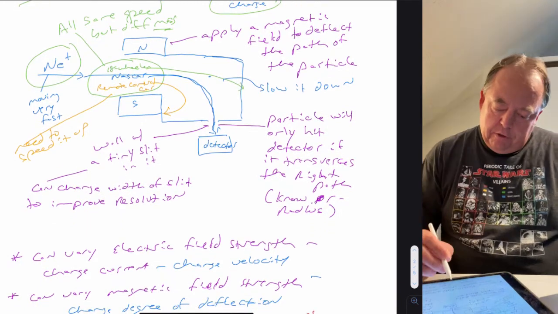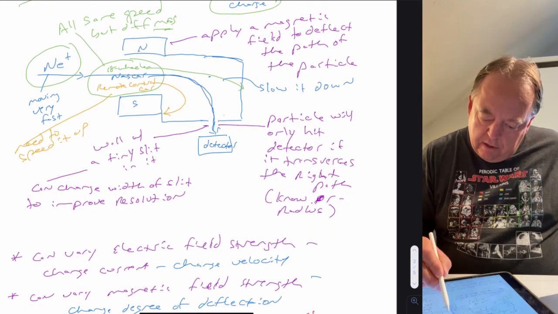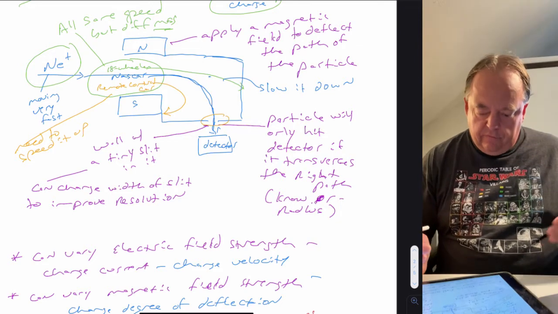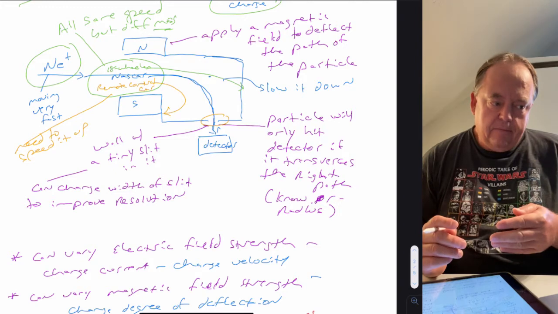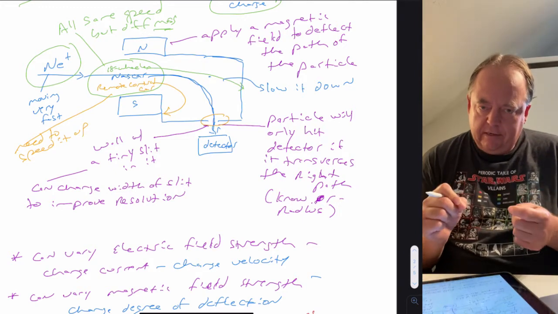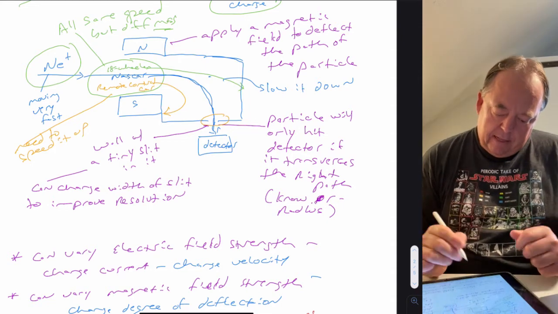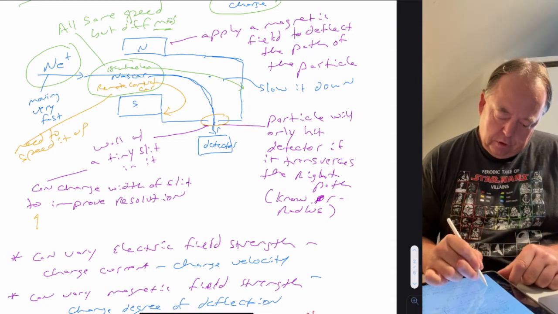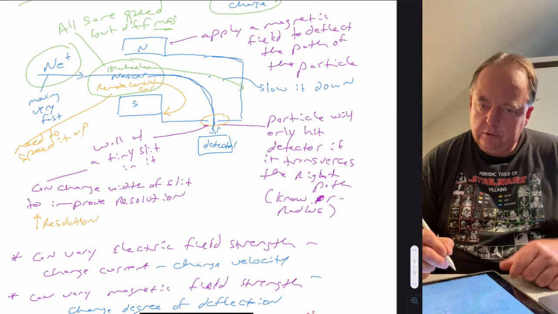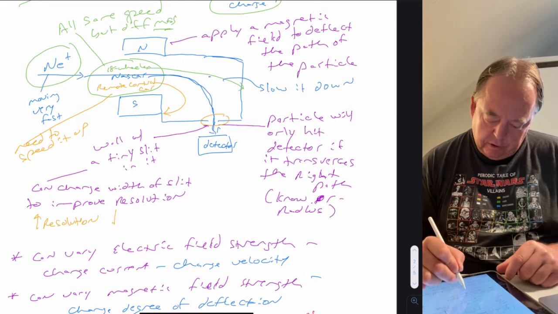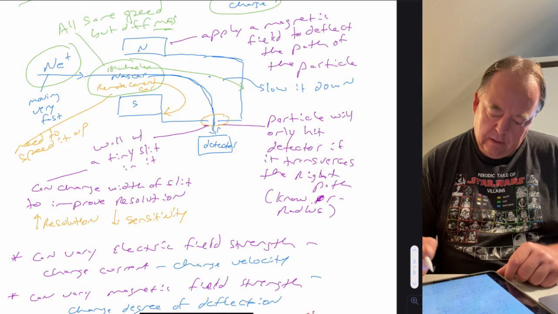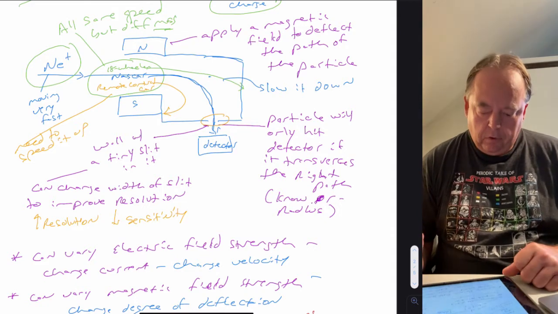And so another thing that you can change here is the width of the slit. That would be one way that you can change resolution. If you make that slit smaller, then things that have slightly off mass won't hit the detector. But the downside is that as you increase the resolution, the number of particles hitting the detector is going to decrease, so you're going to drop the sensitivity. You're not going to see as much signal anymore.